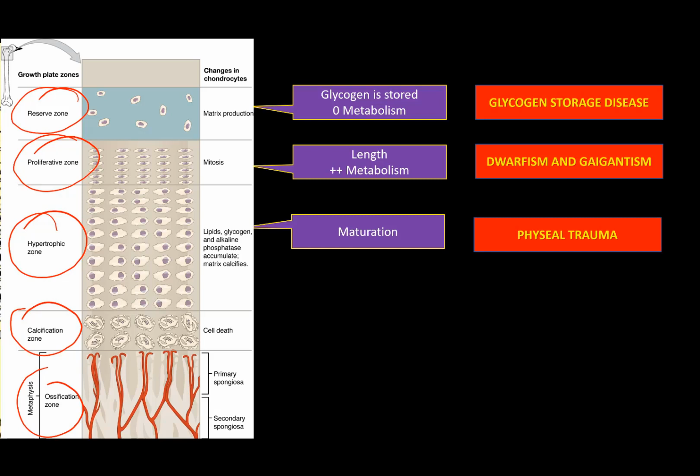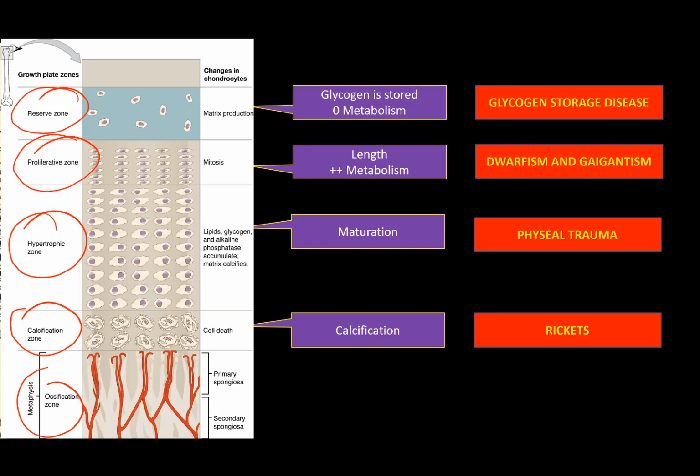The next zone is where the cells undergo apoptosis, and it will undergo calcification of the cells so that it will become stronger and it will give the tensile strength to the bone. So the calcification happens from this level, and this is where the rickets primarily affect, and this is that zone of calcification where the rickets is getting affected.